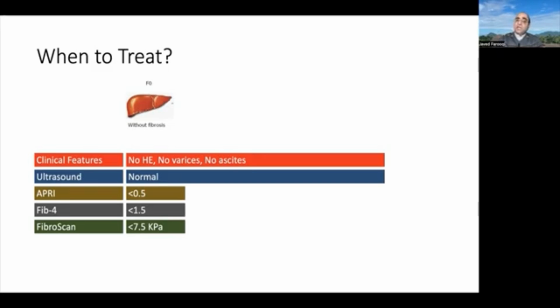Then the ultrasound in a normal liver will be reported as normal. The APRI and FIB4 will be less than 0.5 and less than 1.5, and the FibroScan will have values less than 7.5. When the patient meets these criteria, no clinical features of cirrhosis, normal ultrasound, and APRI, FIB4, and FibroScan values below these, then we label that this patient's liver is without fibrosis.